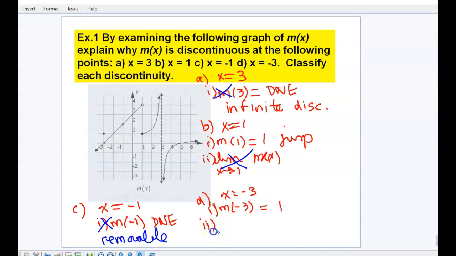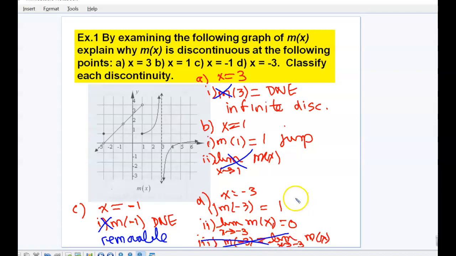Part 2, is there a limit as x approaches -3 of m of x? And yes, there is a limit. That limit is 0. And part 3 now, does the value of the function at -3 equal the limit as x approaches -3 of my function? Well, clearly this is not true. So therefore, it's not continuous. And again, it would be considered a removable discontinuity at that value.